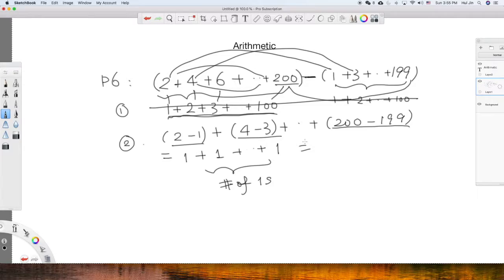Why are there equal numbers of even numbers and odd numbers? Because they're alternating. Odd, even, odd, even, odd, even. Always alternating. So there are 100 even numbers. So it's basically 100 terms, equal to 100.